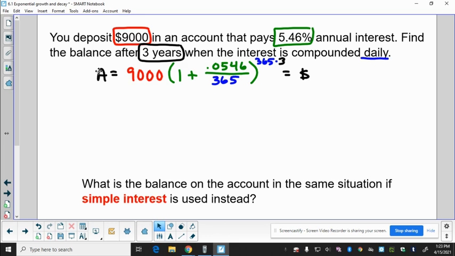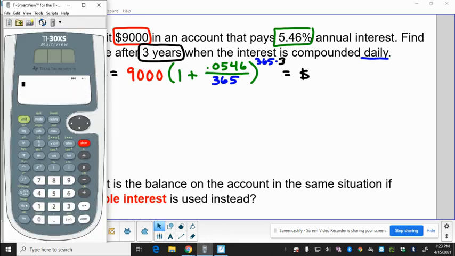All right, so let's go to our calculator, carefully type this in. Let's see what this answer is this time. So let's start with 9,000. Interest rate, be careful, 0.0546 divided by 365 days. Okay, at this point, be really careful with your exponent. You might want to put it in parentheses. I think I will. 365, just to be safe, times 3. All right, so that should be good. Okay, we're going to have $10,601.68.